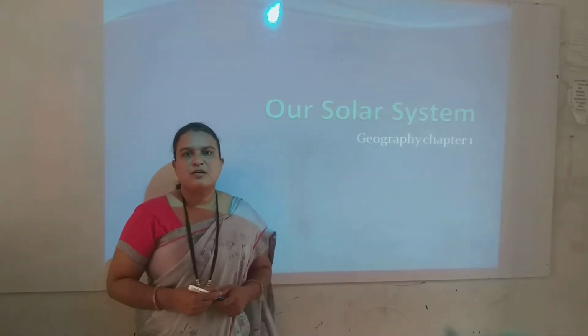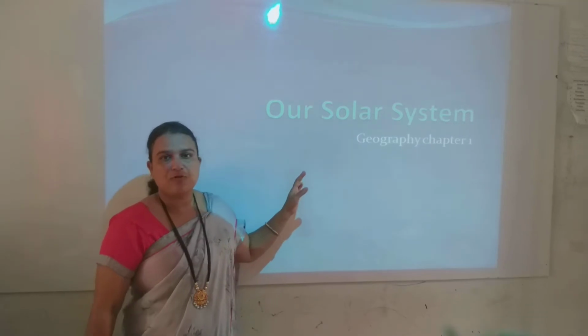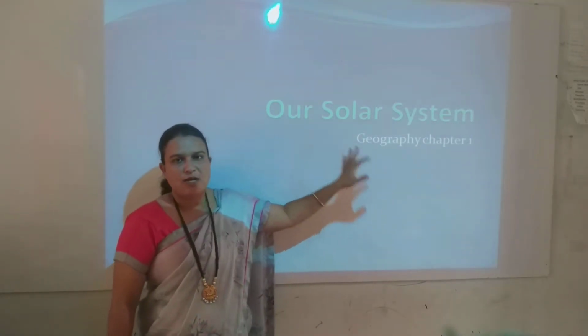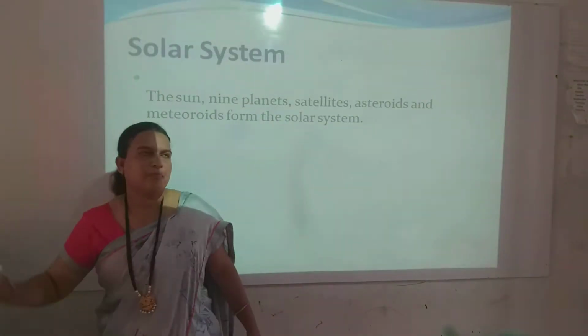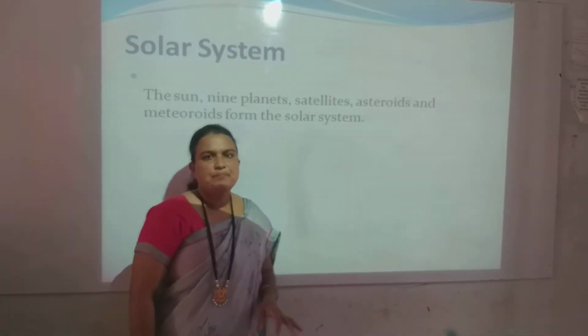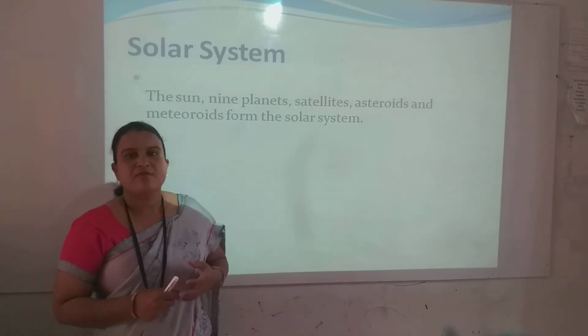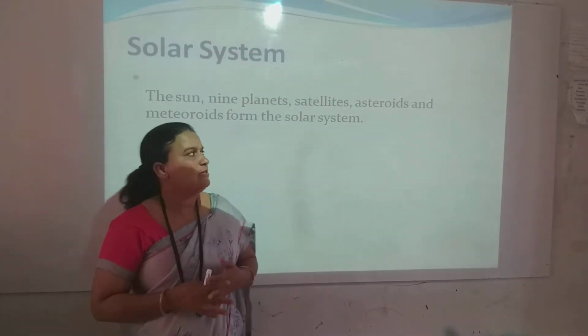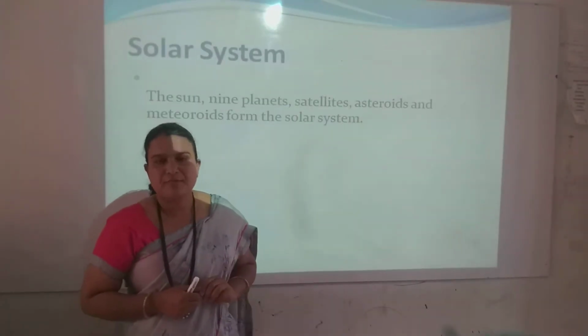Welcome students, today we are going to study the very first chapter of NCERT standard 6th geography, that is our solar system. The solar system consists of various natural stars, planets, as well as asteroids and meteoroids.